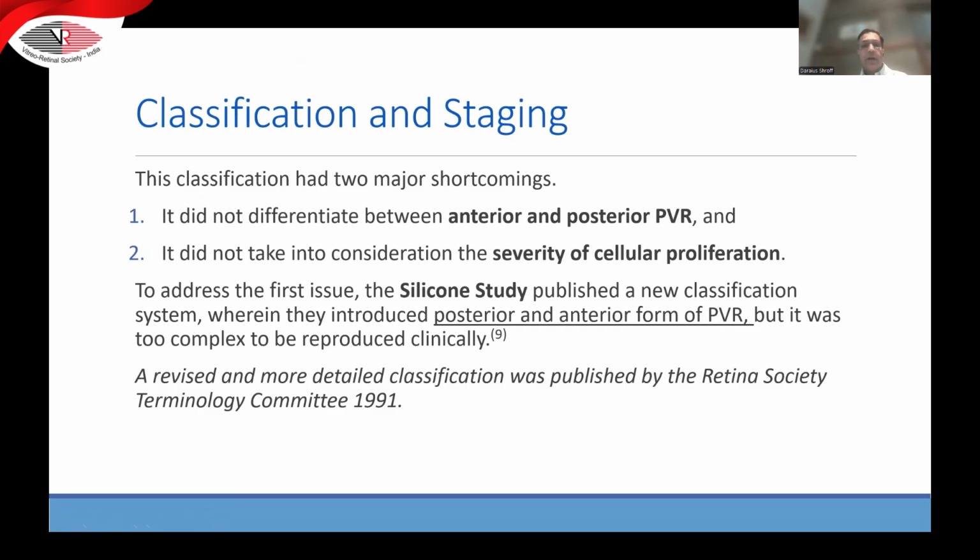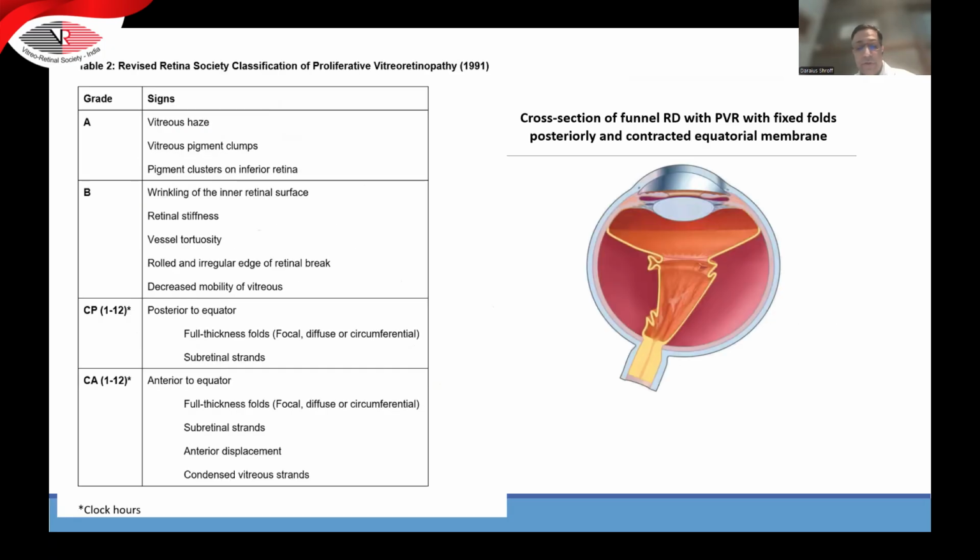But there were some shortcomings of this. Basically, it does not distinguish between anterior and posterior. And anterior and posterior both have a little different kind of prognosis or severity of the cellular proliferation. So the Silicone Study published a new classification, but it was a little too complex. And the Retina Society again came up with a revised classification in 1991 to address these issues.